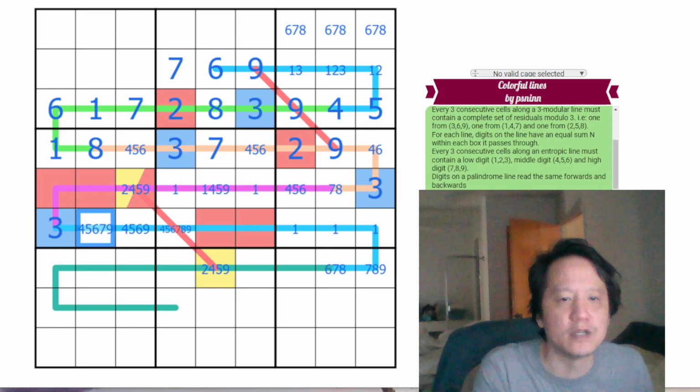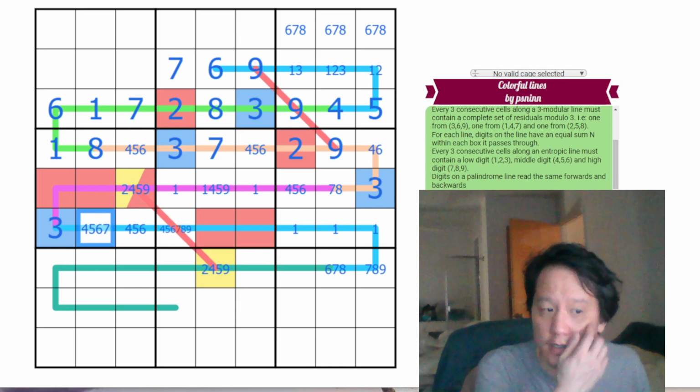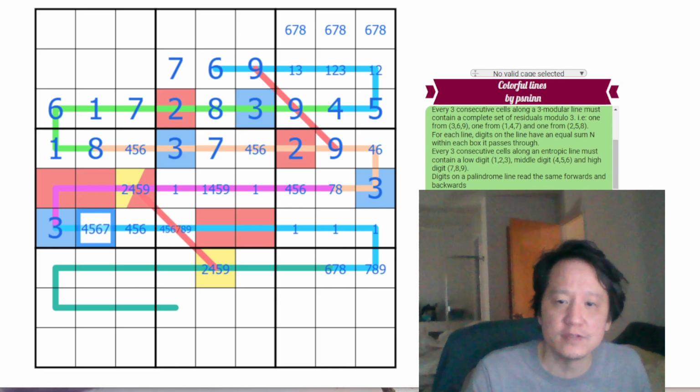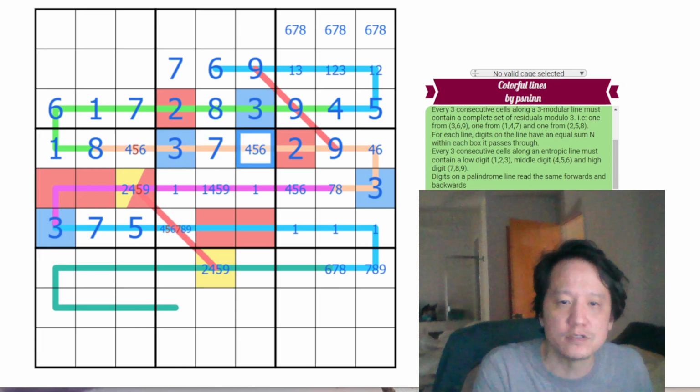So it cannot be 9, right? There's no 8, it can't be 9 because it would be 3, 4, 9, which would be 16. So it has to be 3, 5, and 7, right? 3, 4, 7 is 14, 3, 6, 7 is 16. So it has to be 3, 5, and 7. So this has to be 7, 5. This is 4 and 6, so this is 5.